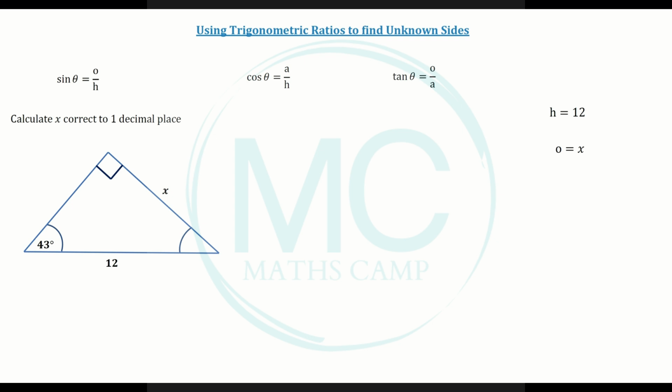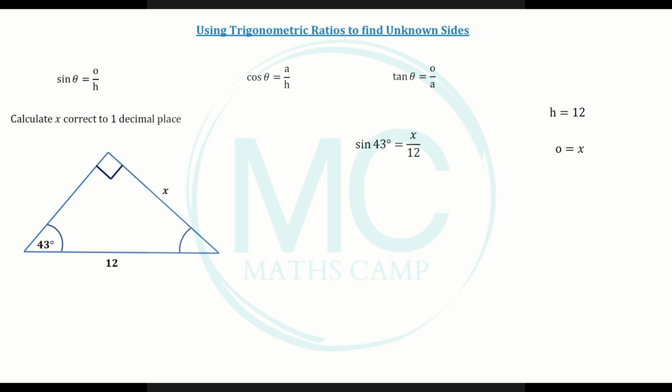side. So we need to find a trigonometric ratio that contains both the opposite and the hypotenuse. Sine uses both of these, so we can use this to solve for x. So now we can say sine, instead of theta, we're going to say 43 degrees, is equal to the opposite, which is x, over the hypotenuse, which is 12.